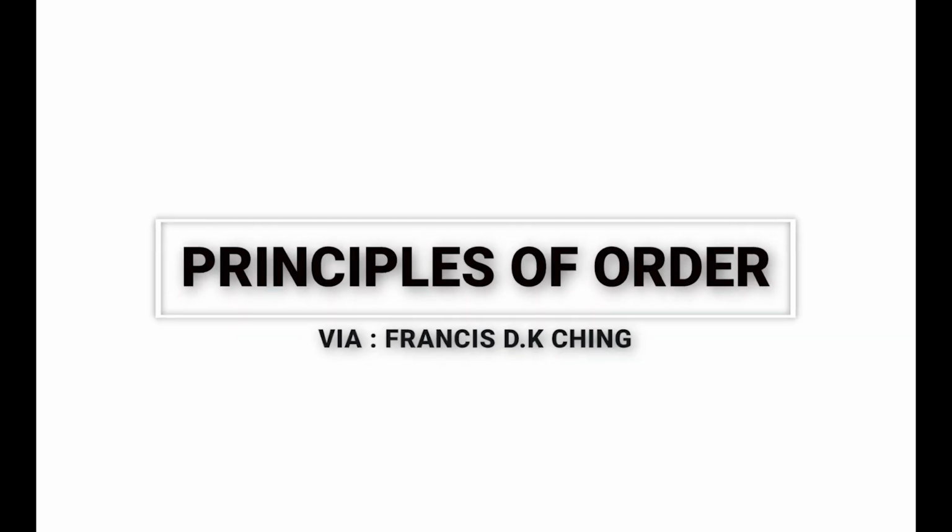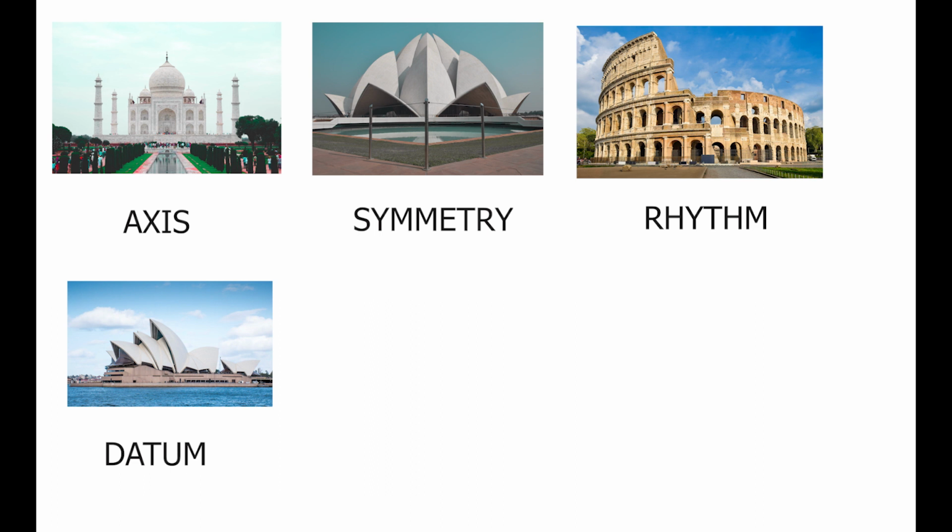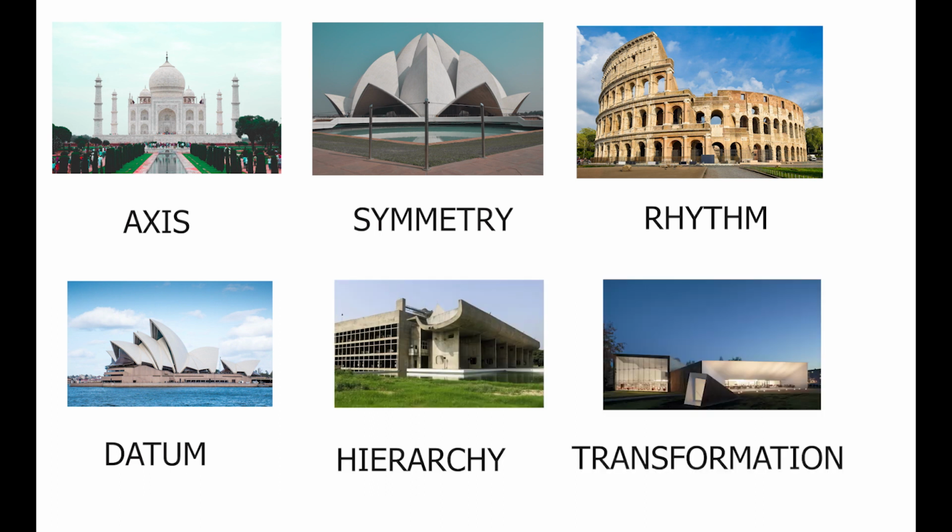Coming back to the topic, order is an indispensable function of any organized system. But why are these principles important? These principles help the architect to create a cohesive design. And also, these principles are a larger form of architectural composition seen in buildings throughout the world. These are the 6 principles of order: axis, symmetry, rhythm, datum, hierarchy, and transformation.